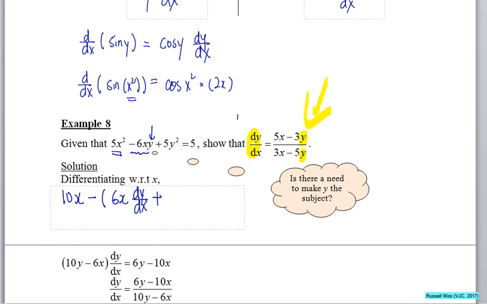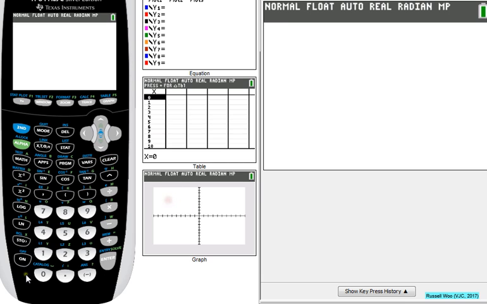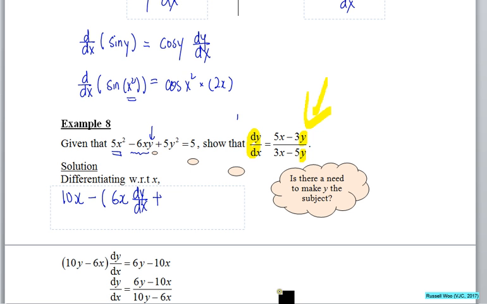Plus, differentiate 6x, you get 6. Keep y, you get y. Plus, differentiate 5y squared, you get 10y. And then you have to apply that chain rule, you get dy dx. Got it? You all got the hang of it? Yes? So therefore this is what you get.